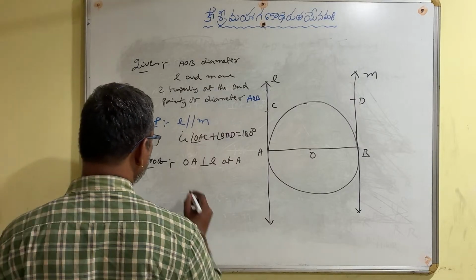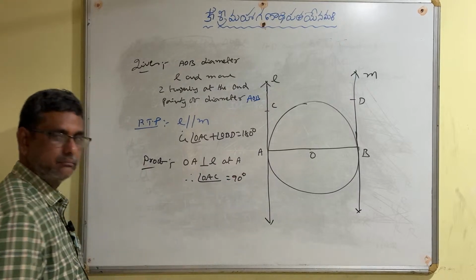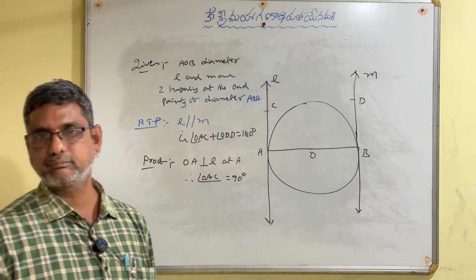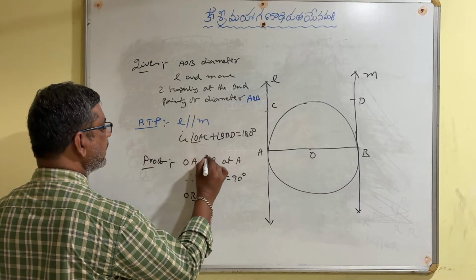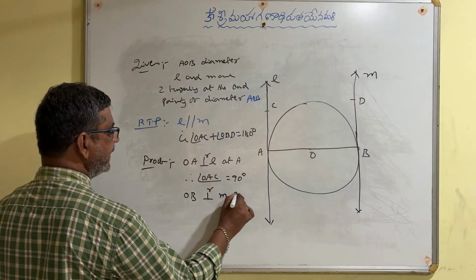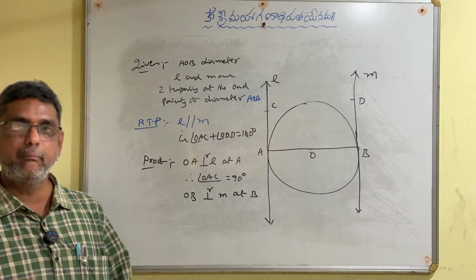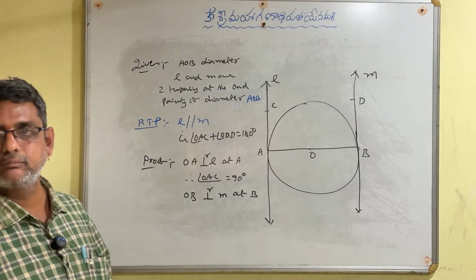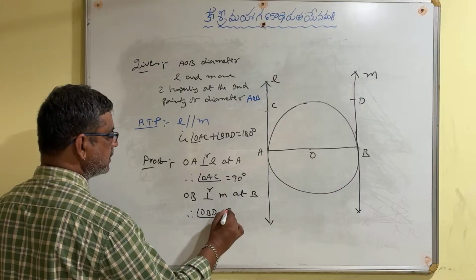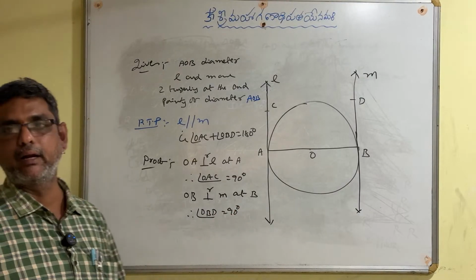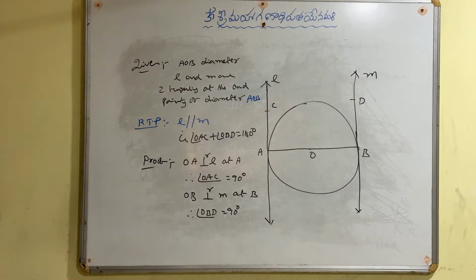So therefore, angle OAC is 90 degrees. Reason: theorem 1. In the same way, OB is perpendicular to M at B. So therefore, angle OBD is 90 by theorem 1.